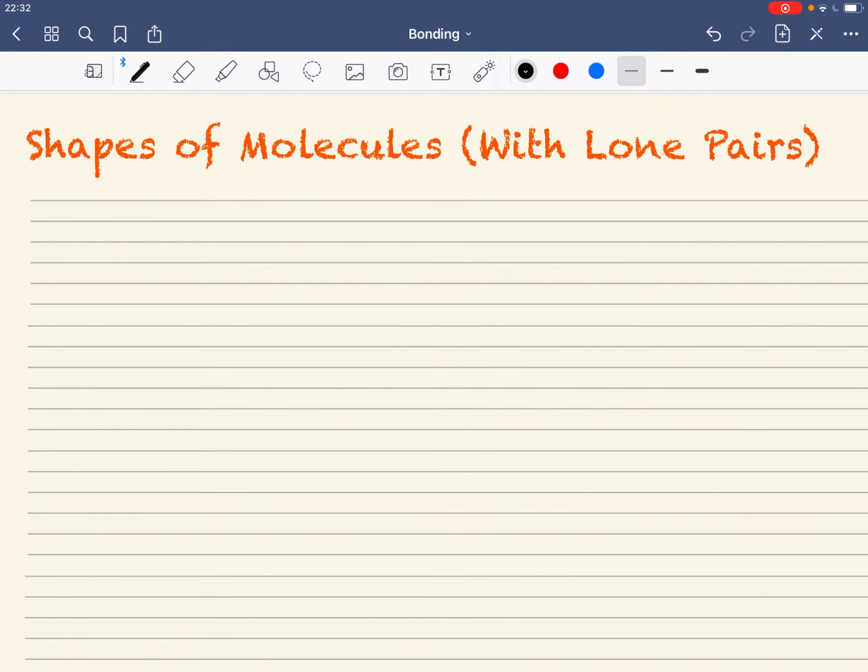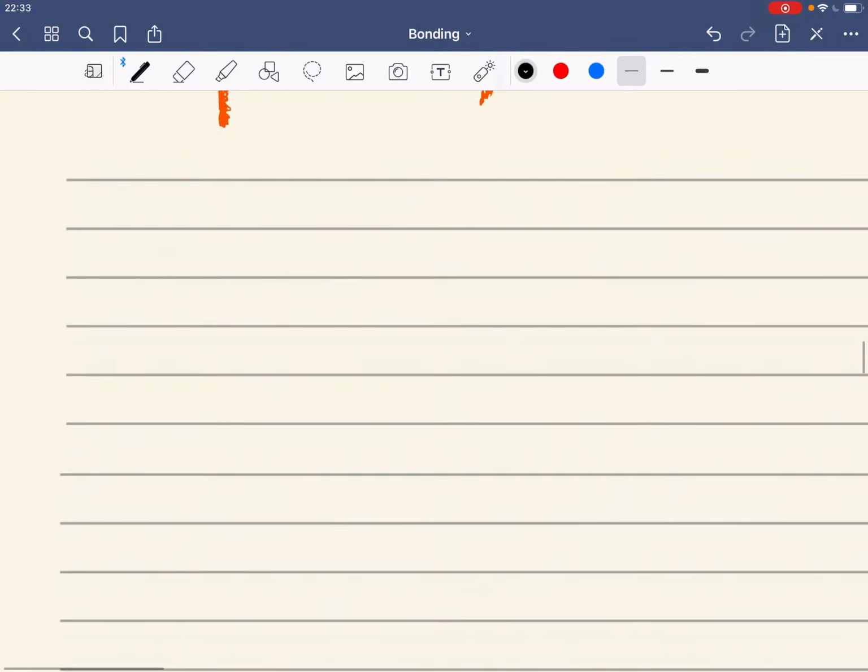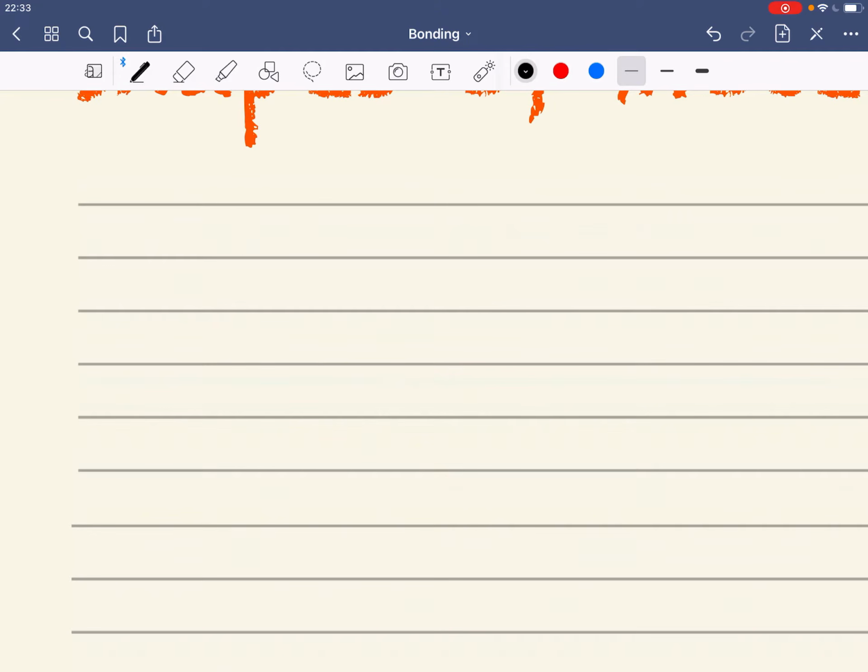Here we look at shapes of molecules which do include lone pairs, and we're going to see that the inclusion of a lone pair will distort the basic shape. It is very, very important that when we're looking at molecules with lone pairs that we know the 5 basic shapes and their bond angles. So we're going to start by looking at a molecule where we've got 3 pairs of electrons and where we've got 2 bonding pairs and 1 lone pair.